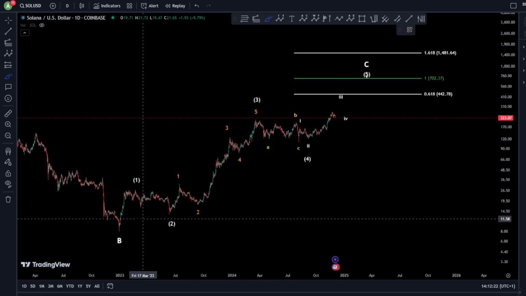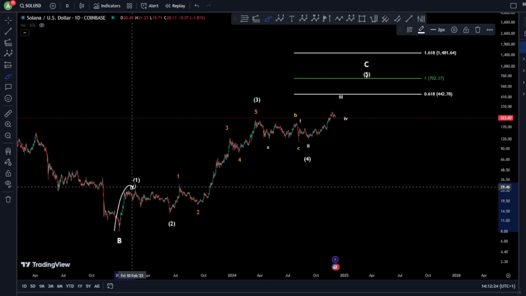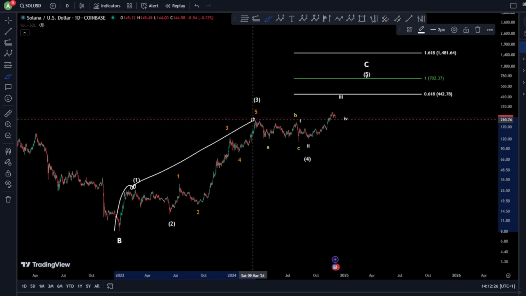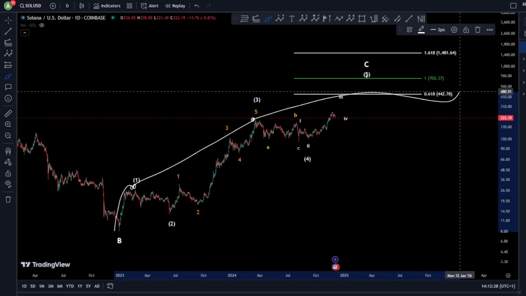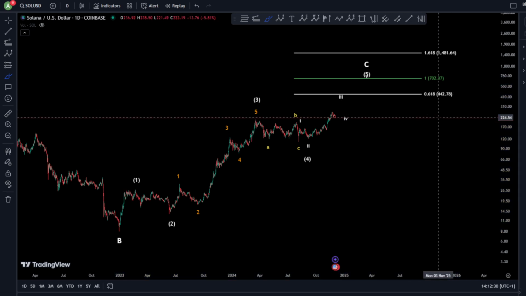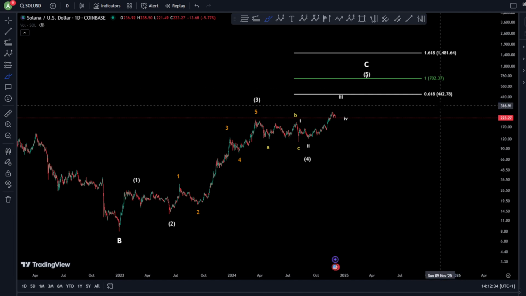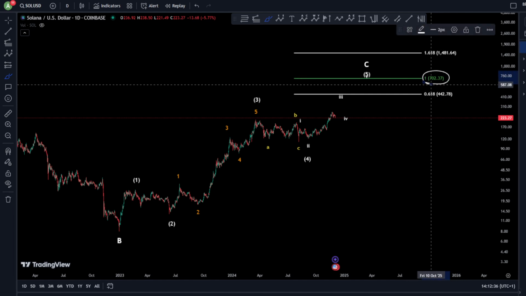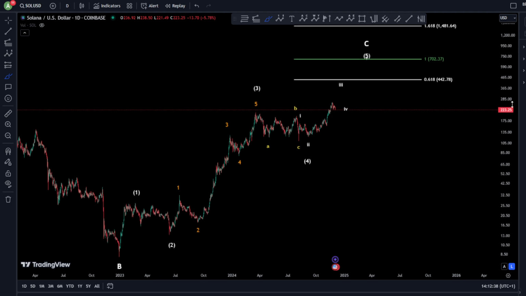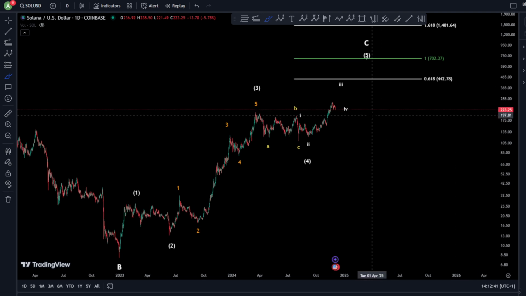Now your wave 5 is taken of course from your wave 1 here and the top of your wave 3 as a fib level, giving us these fib levels, which is much possible to hit the 0.618 so far, and if we move higher we are looking then for $702 for Solana.